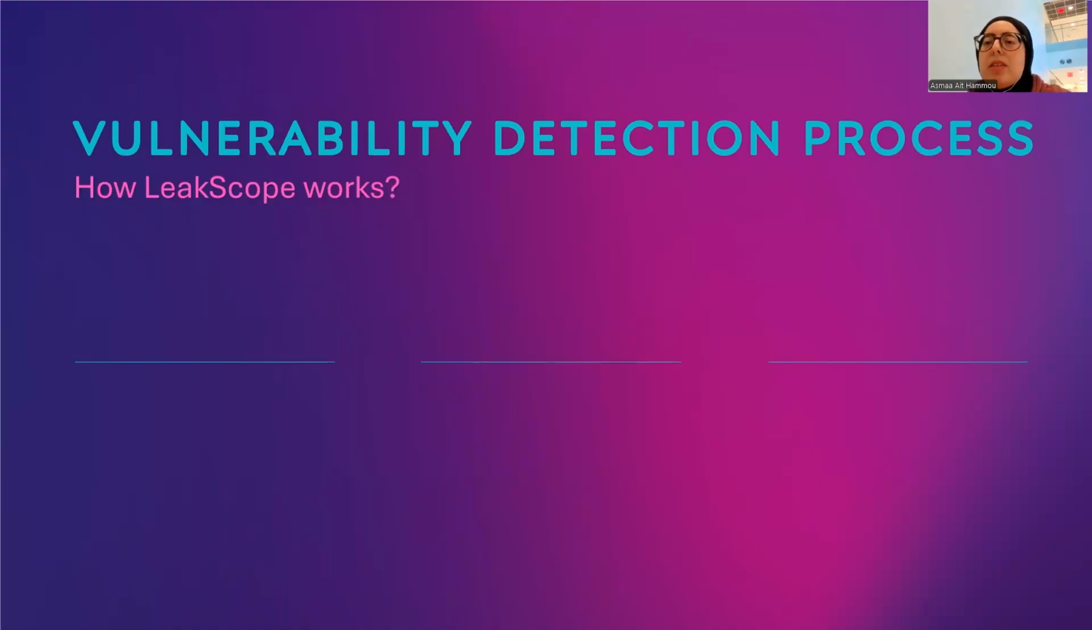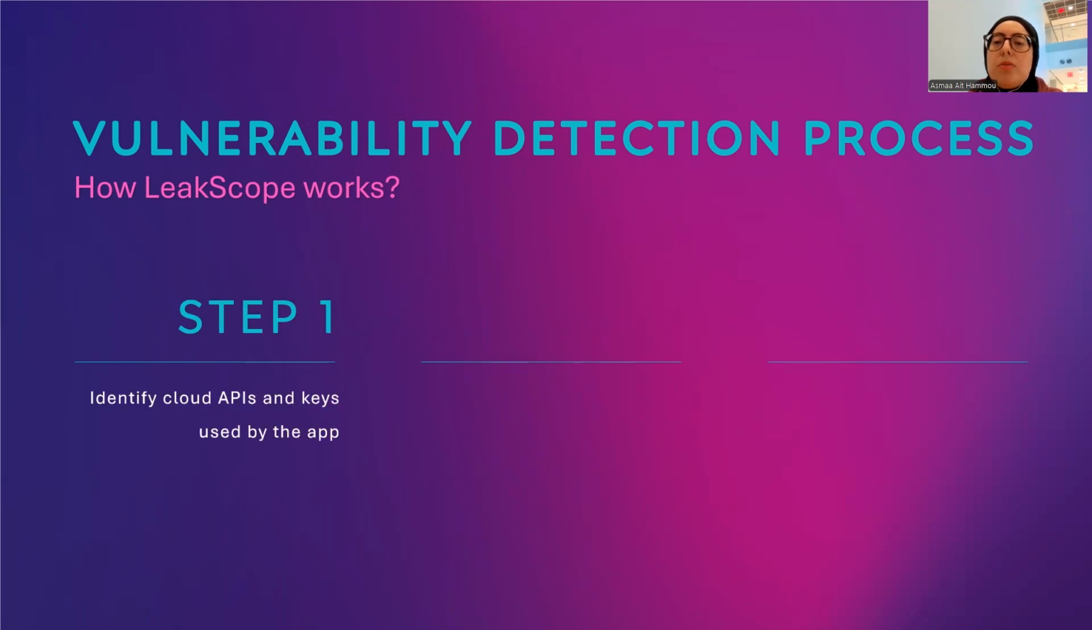This slide explains the vulnerability detection process and how LeakScope works to find security issues. In step number 1, identify cloud APIs and keys used by the app. LeakScope first checks which cloud services and keys the app is using. These keys control access to cloud resources, so it's important to know which ones are there.